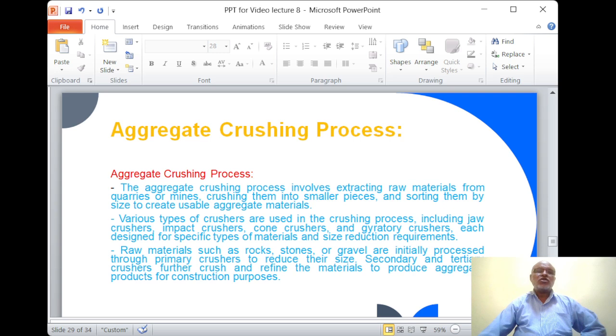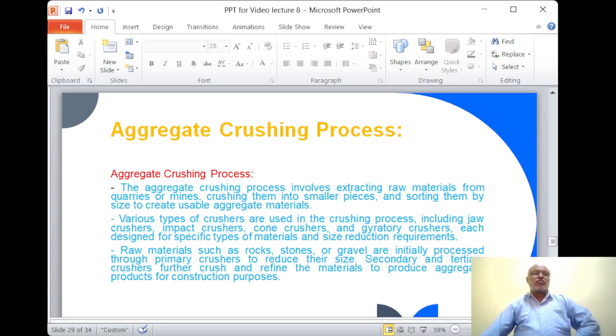Third, transportation to the processing plant. Transport the raw materials to the processing plant where they will be cleaned and sorted. Fourth, cleaning and washing. Remove any impurities such as clay, silt, or organic matter from the raw materials through a washing process. This step is crucial to ensure the quality of the fine aggregate produced.